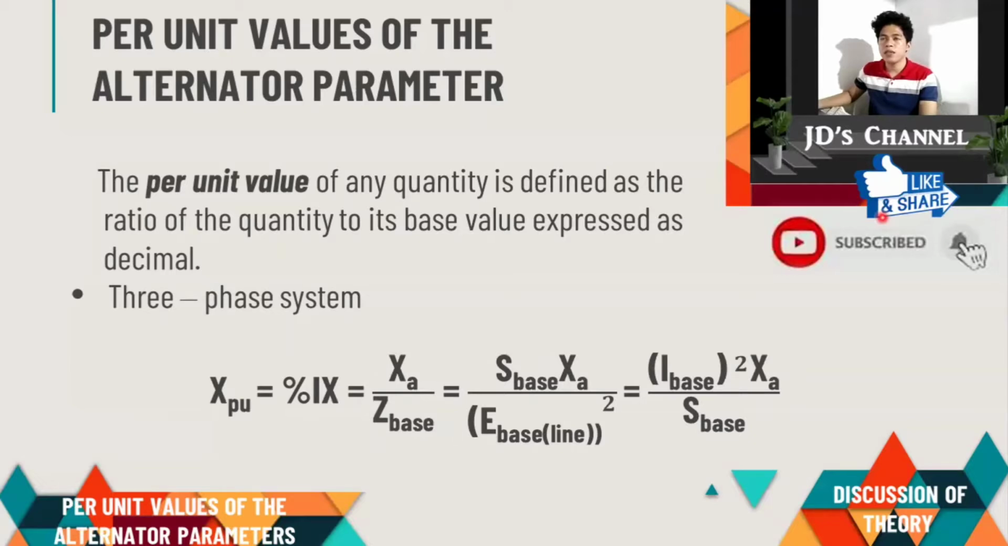To get the per unit reactance or the percent reactance, it is equal to the armature reactance over Z base. Also equal to S base multiplied by armature reactance per phase over E base quantity squared. So also equal to I base squared multiplied by armature reactance over S base.